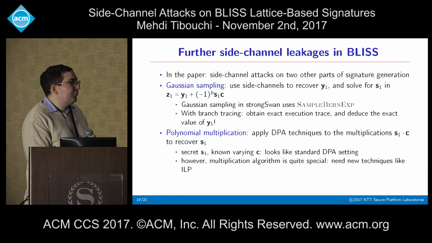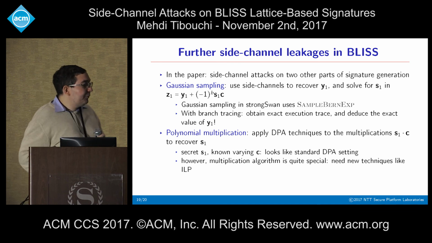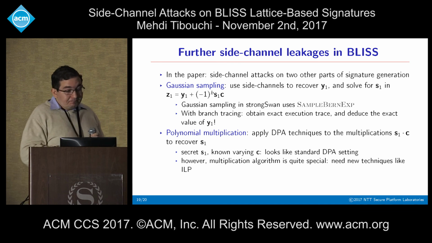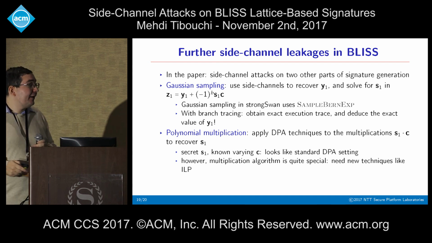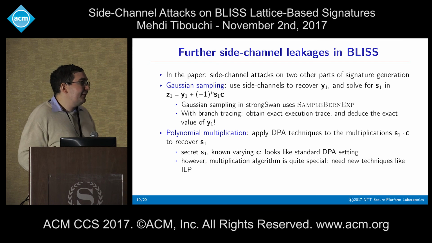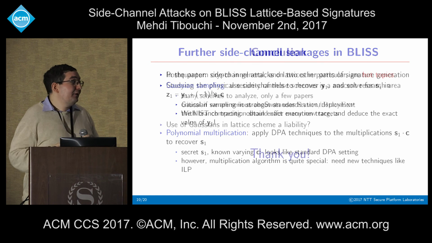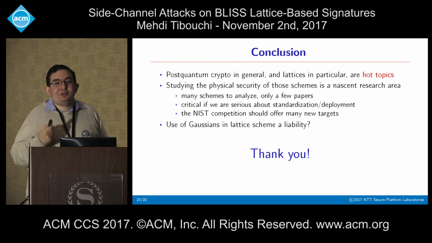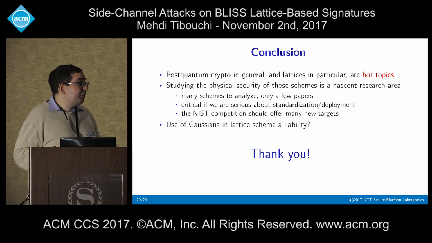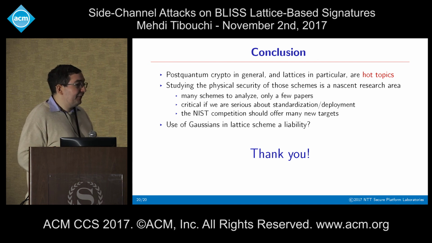In the paper, we present 2 other attacks on BLISS, one against the Gaussian sampling and one against the polynomial multiplication. I won't go into that. And just mention as a conclusion that post-quantum crypto is a hot topic. Physical security of those post-quantum schemes is a nascent research area that has many interesting open problems, and maybe avoiding Gaussians in lattice-based schemes is a good idea. Thank you very much.